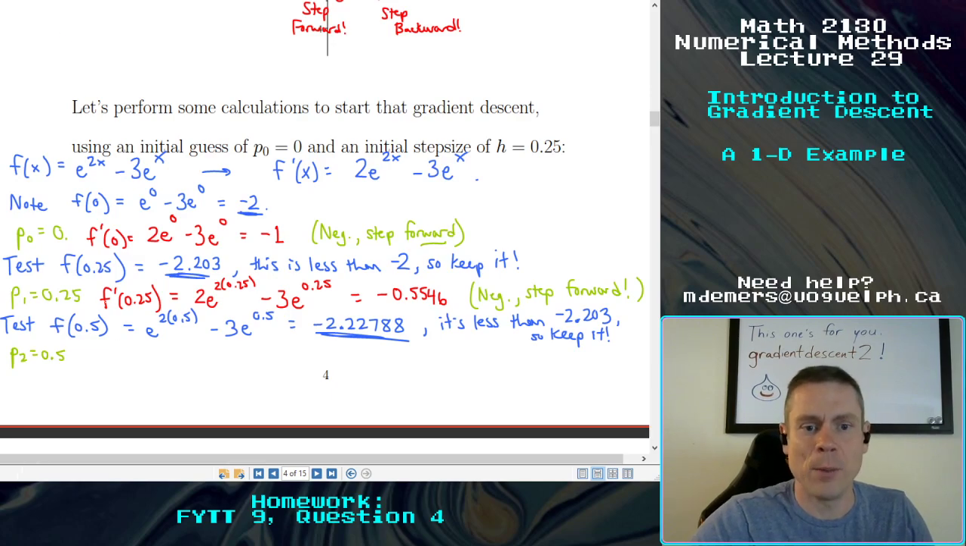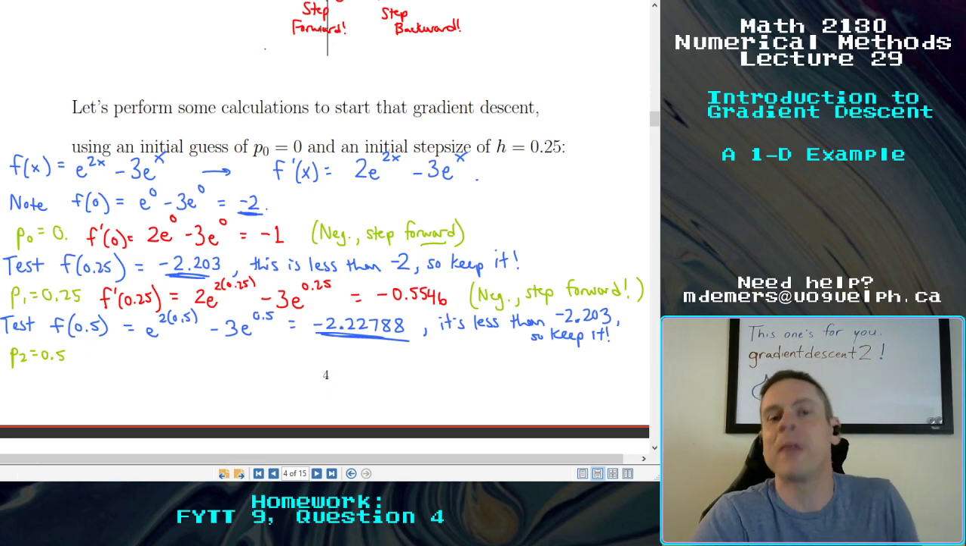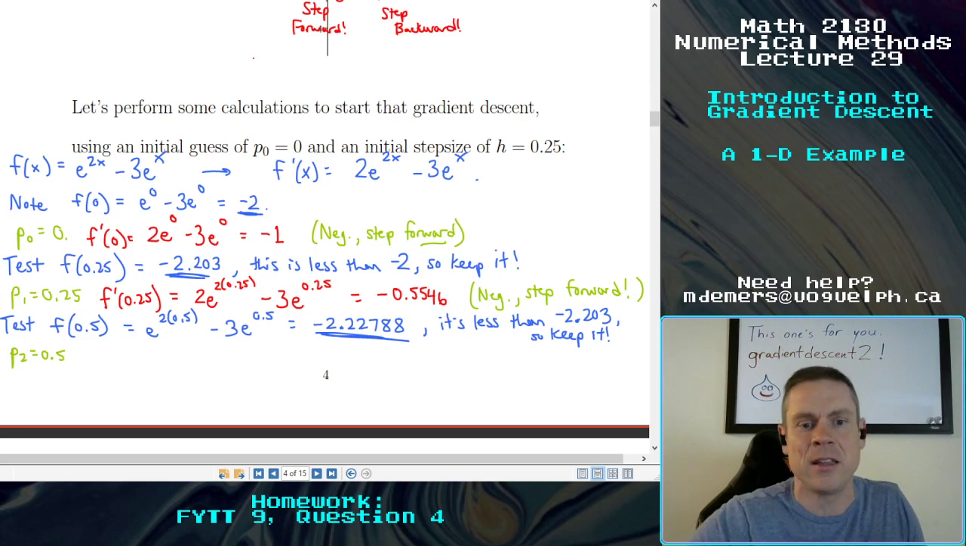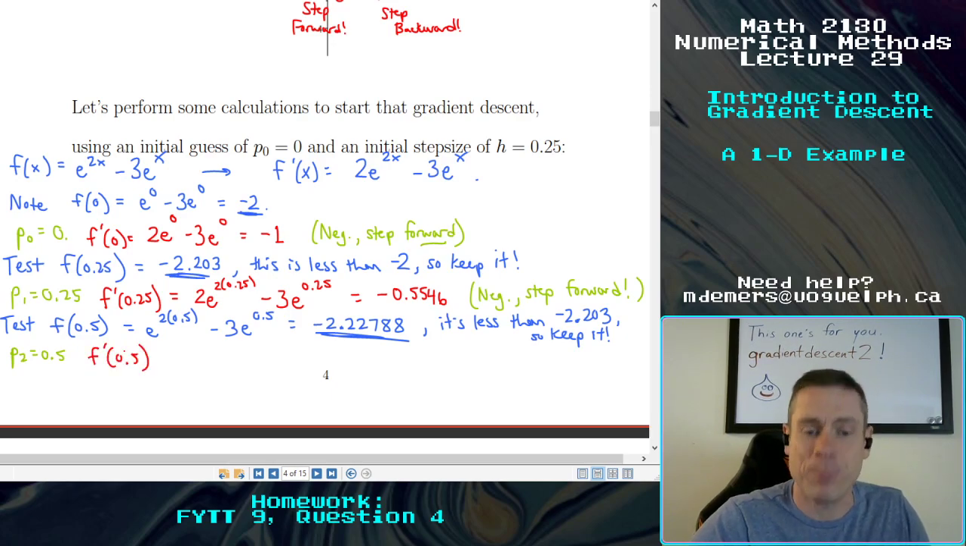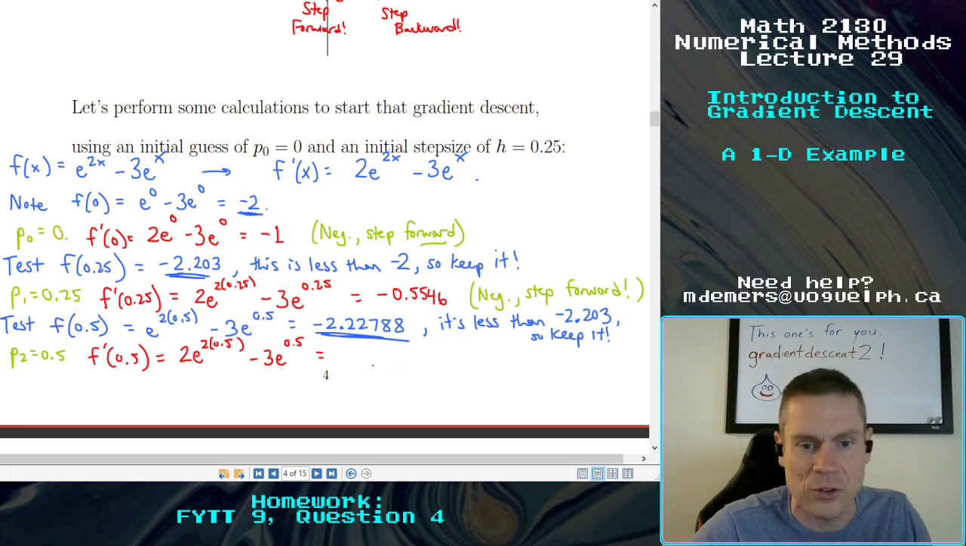We're going to do this one more time. I had just performed some calculations, so I kind of just want you to see how things work and the first time it turns and so on. So if p2 is equal to 0.5, I'm going to test f prime of 0.5. This works out to 2e to the 2 times 0.5 minus 3 times e to the 0.5, which works out to positive 0.4904.